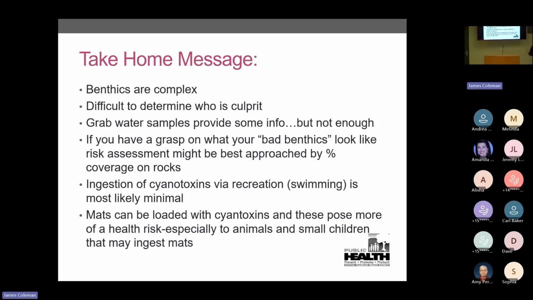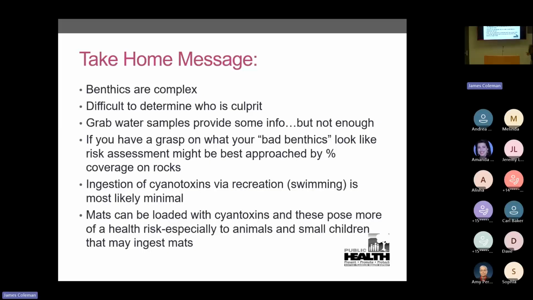Grab water samples. I'm referring to the routine water monitoring that we do, is very helpful. It lets us know if there's toxins in the water and we can alert people. But it changes quite rapidly just depending on the flow of the river. So it's ever changing. But if we start to get a grasp on what these benthics look like, we can put together a photo catalog and say, these are the bad guys. If you're out on the shoreline and see these, you probably want to avoid that area.